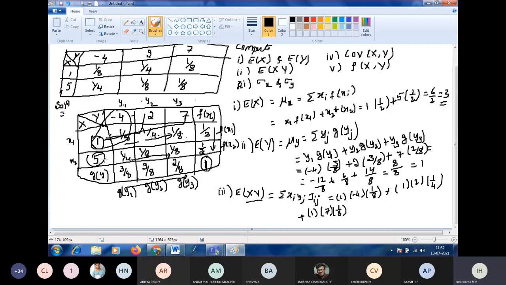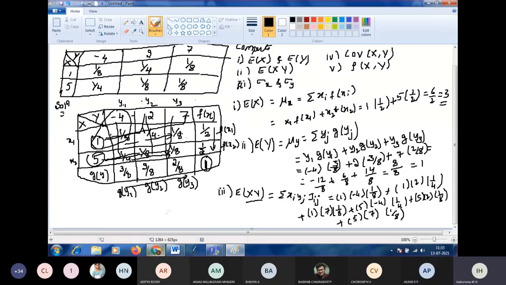Then 5 into minus 4 into 1/4, plus, taking all the values of the table, 5 into 2 into 1/8, plus 5 into 7 into what? 1/8.